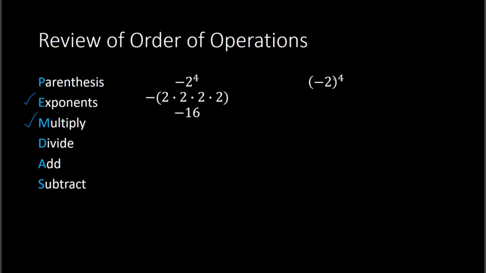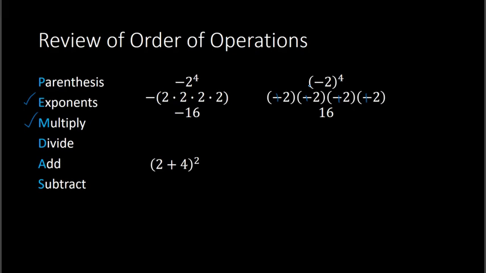Whereas here, we have (-2) to the 4th power, but the entire number -2 is being raised to that 4th power. So in this case, we multiply -2 four times. So we have 4 -2's. And so the 2 negatives make a positive, 2 more negatives make another positive. So here we multiply 2 times 2 is 4, times 2 is 8, times 2 is 16, and it's going to be a positive 16. All right, so note the difference between these two questions.